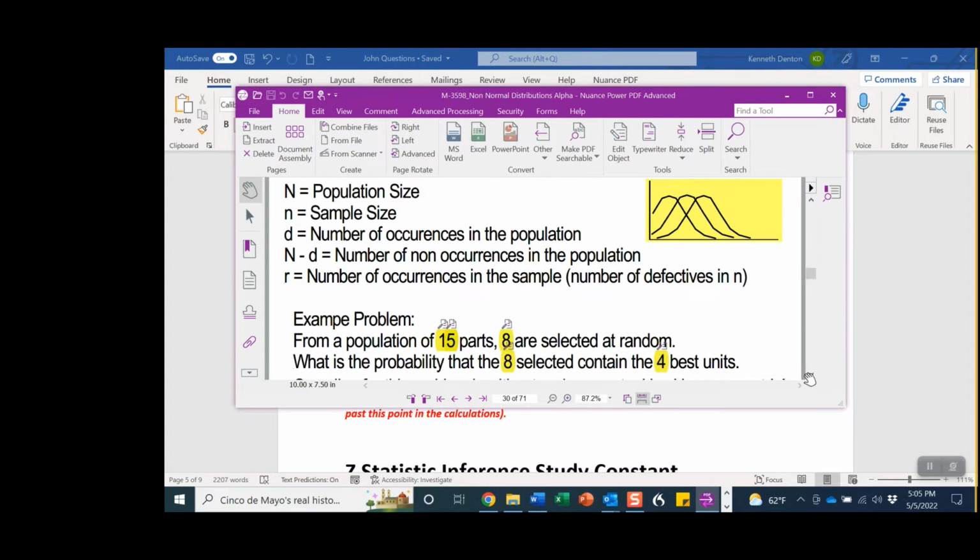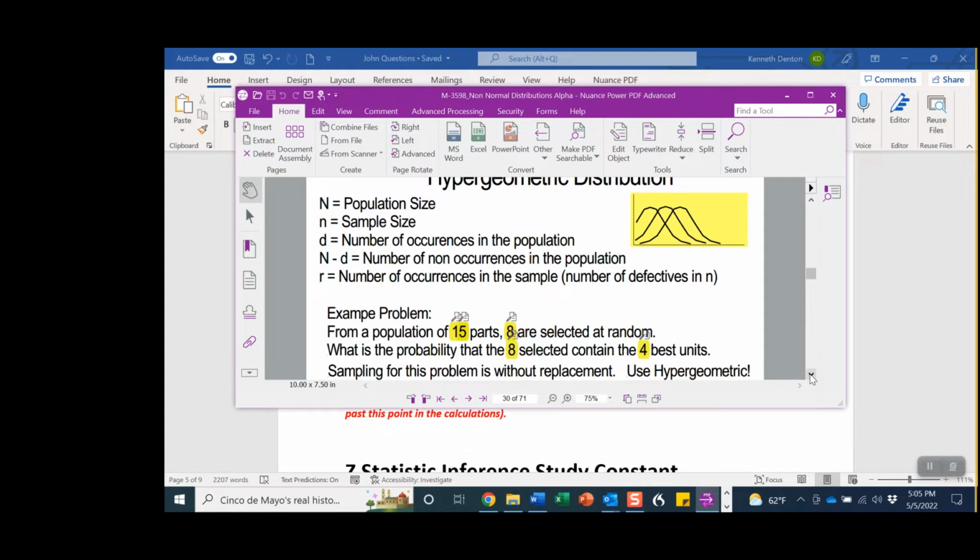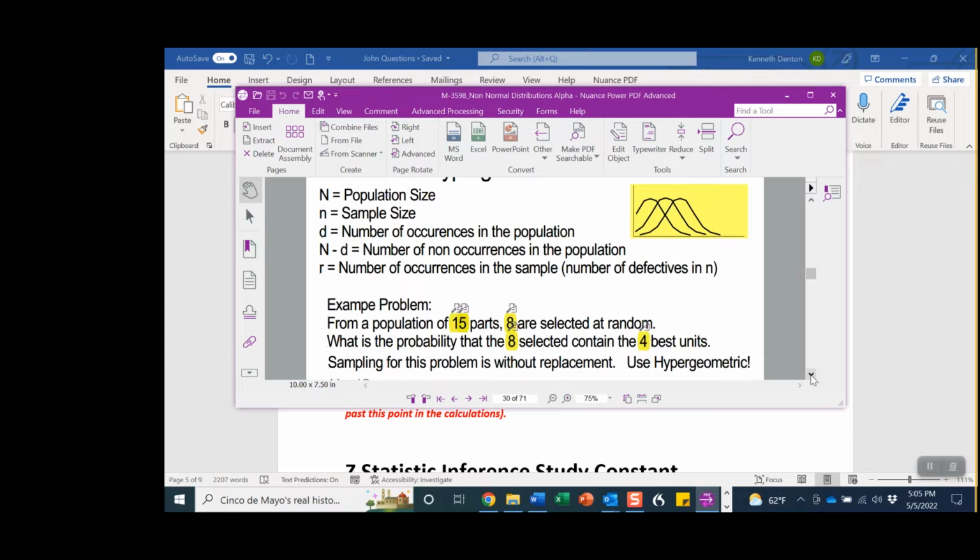So you have two things that can get kind of confusing here. You have number of occurrences in the population and number of occurrences in the sample. Population is the capital N, and the small n is in the sample. And then D is the number of occurrences in the population. And R is what you're looking for. I should have written that, number of defectives in N. But anyway, so D is 4. Would you agree?